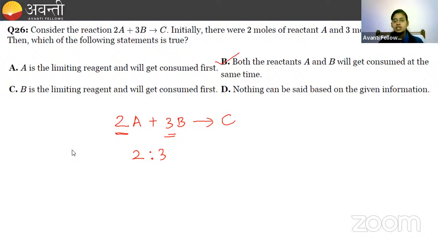So both of them are in the same ratio. The amount given is also same. So both of them will get consumed at the same time. So option B is coming out to be the correct answer. Then moving on to question number 27.